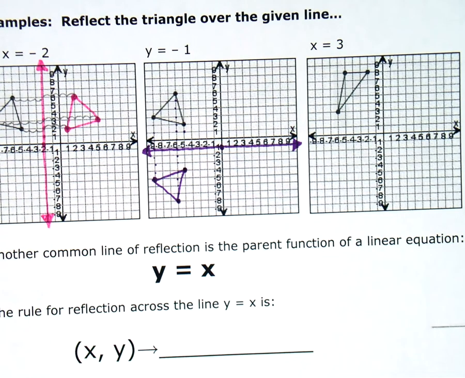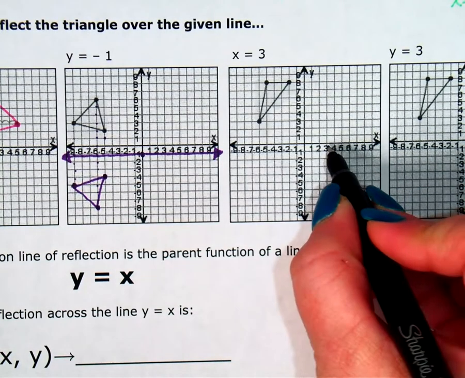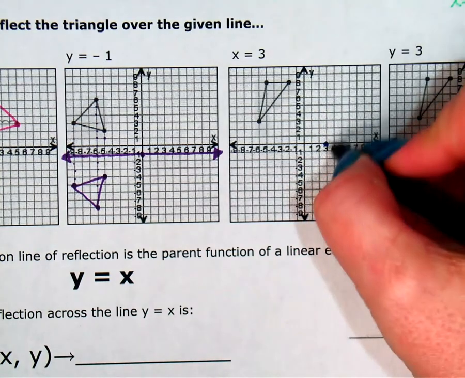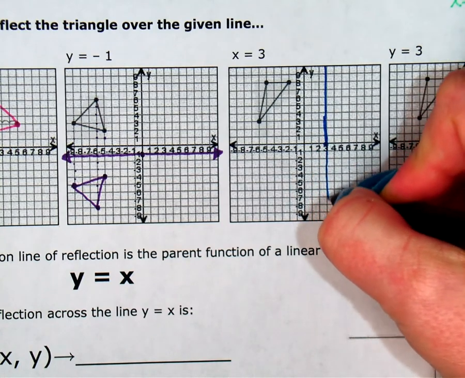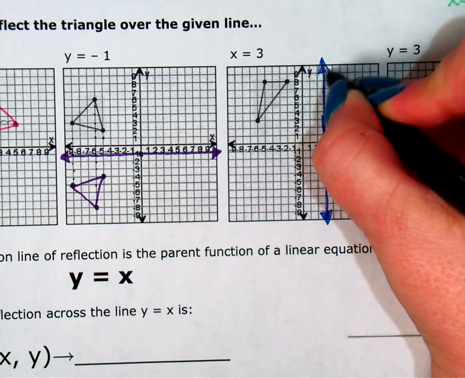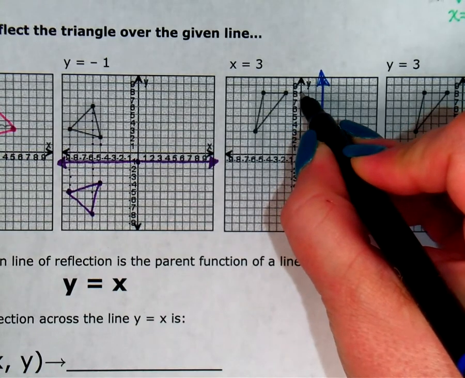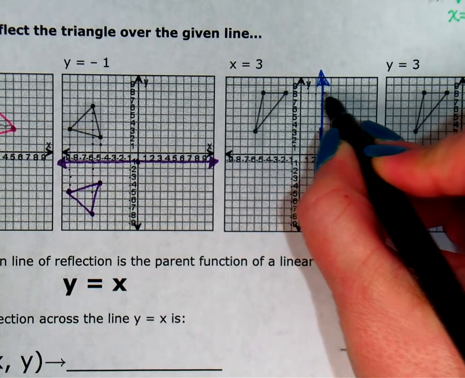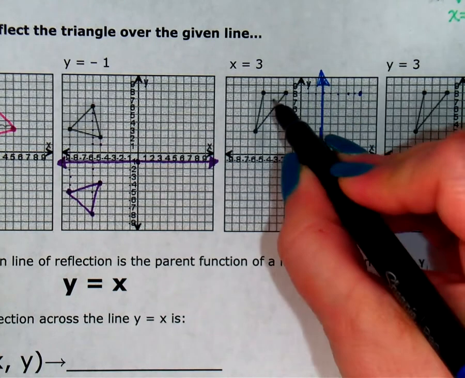All right, let's look at the next one. x equals 3. Again, if I need to be reminded, I'm going to look at my notes. x equals a number is a vertical line. So on my x-axis, x is 3 right here, and I know it's a vertical line through that point. If I could draw a straight line, that'd be great. And then again, all we have to do is count. So here, this one is 1, 2, 3, 4, 5, and 1, 2, 3, 4, 5.